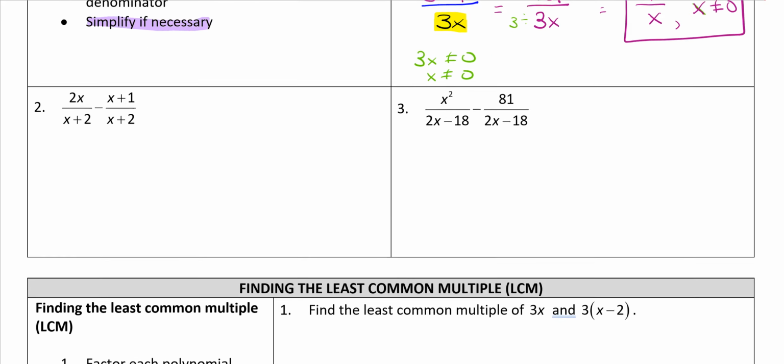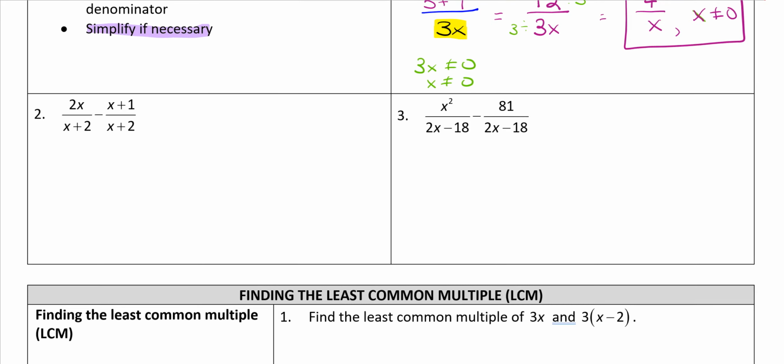All right, let's try number 2. Again, we're looking at the denominators, x plus 2 and x plus 2. Those are exactly the same. So we're going to keep that x plus 2 on the bottom. We don't add them, we don't subtract them, we don't change them. We just keep x plus 2.